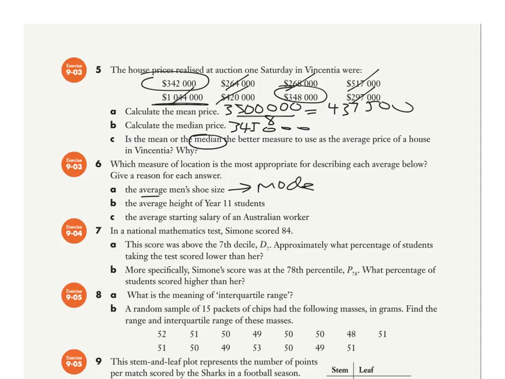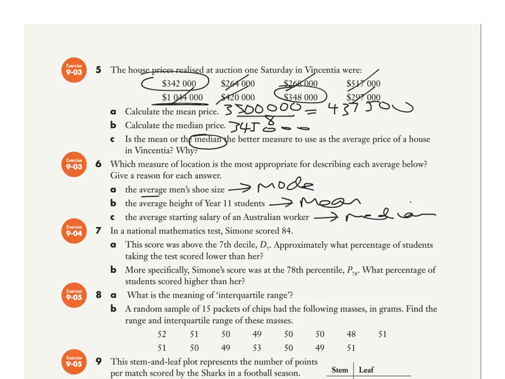Because if you are the owner of a store, you probably want to purchase the most common shoe. The average height of Year 11 students would be mean. The average starting salary of an Australian worker would be median, because that's probably affected by big outliers.